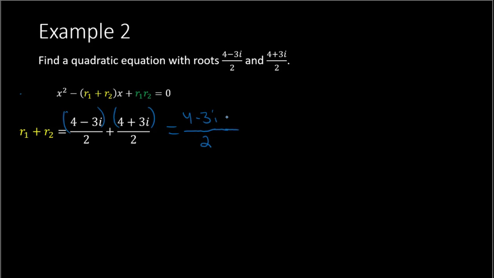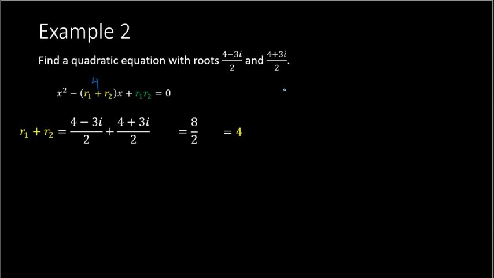I'll write it out in case you're struggling to see this. Notice that the minus 3i and the plus 3i cancel out. What you're left with is 4 plus 4, which is 8 over 2, and 8 over 2 would be 4. So R1 plus R2 would be 4. That's the number that's going to go right in here, R1 plus R2.